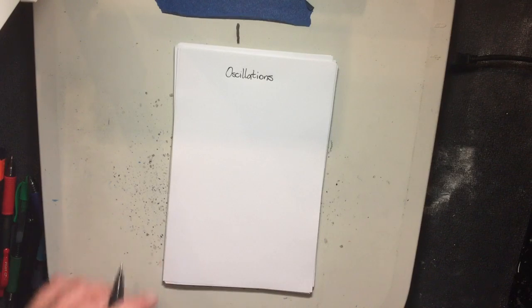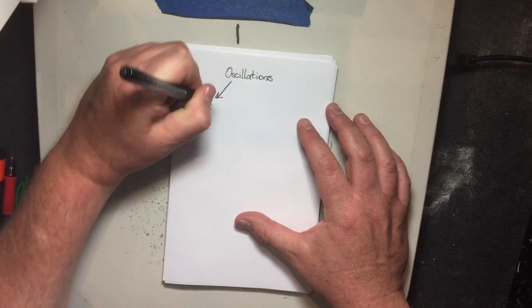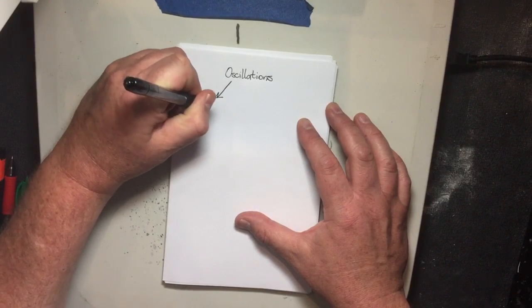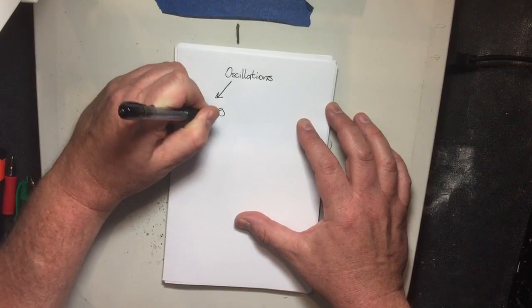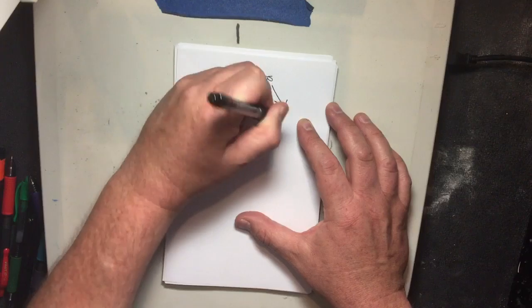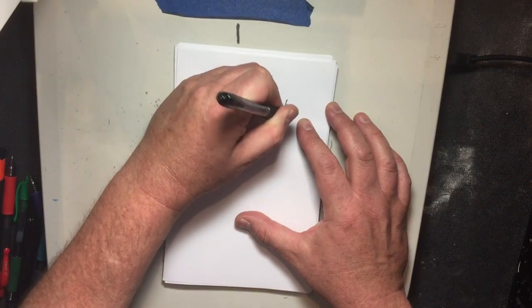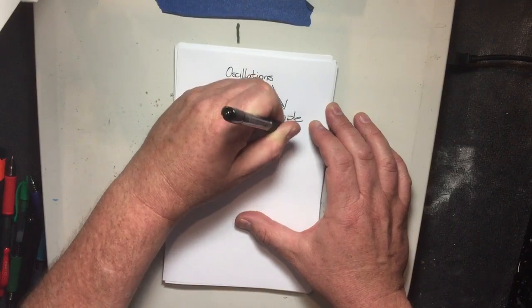There are two major types of oscillations that we're concerned about. There is the spring pendulum, and then there is the simple pendulum.